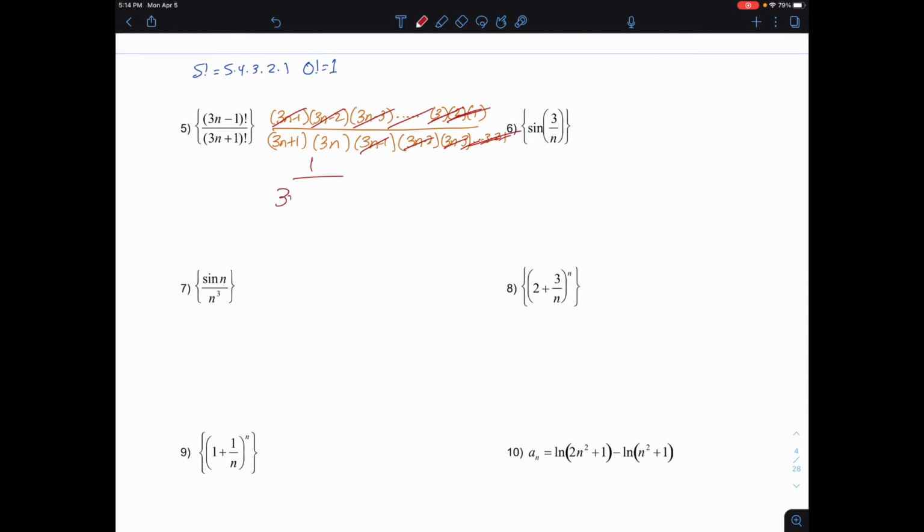1 over 3n plus 1 times 3n. And if I plug infinity into that, remember I'm taking the limit as n goes to infinity. If I plug in infinity, I get 1 over infinity, which is 0. So this thing is converging to 0.